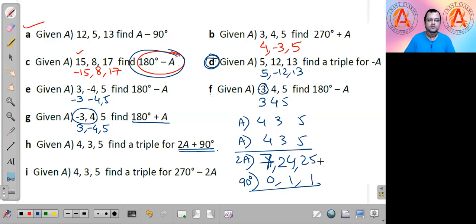Minus 24, 7, 25. Exactly. Clear now? Minus 24, 7, 25. Everyone is clear with this?